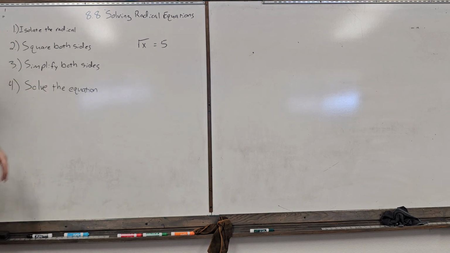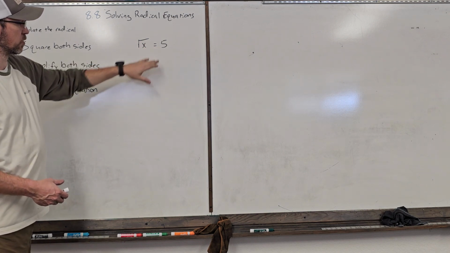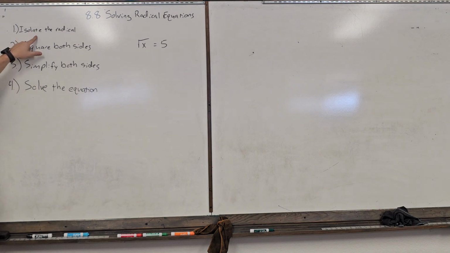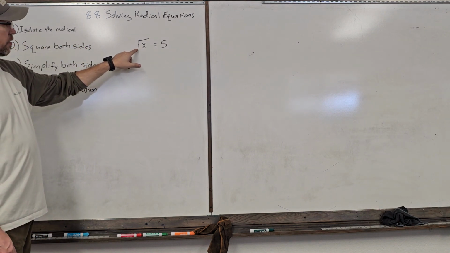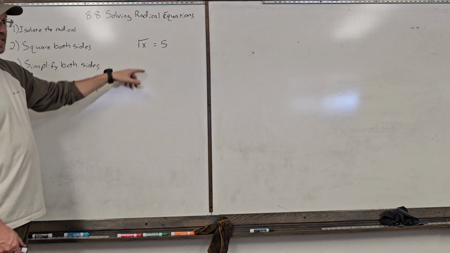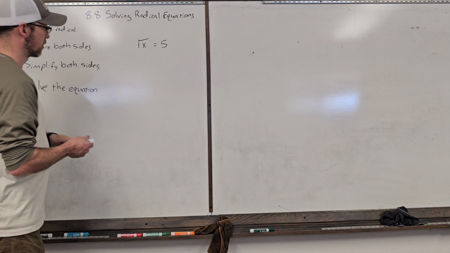Alright, so I've got a basic one written up here. I've got the square root of x equals 5. Step 1 is to isolate the radical. Isolate means to get it by itself on one side. The radical is already by itself on one side, so step 1 is done. Step 2, square both sides.